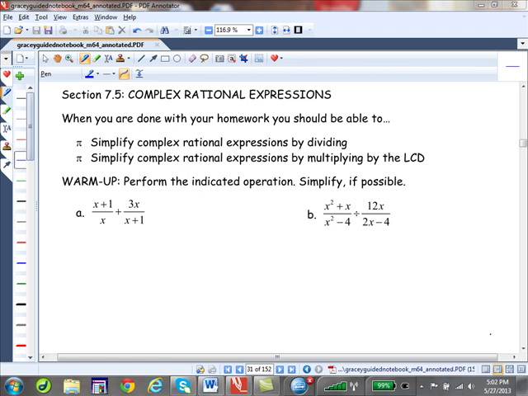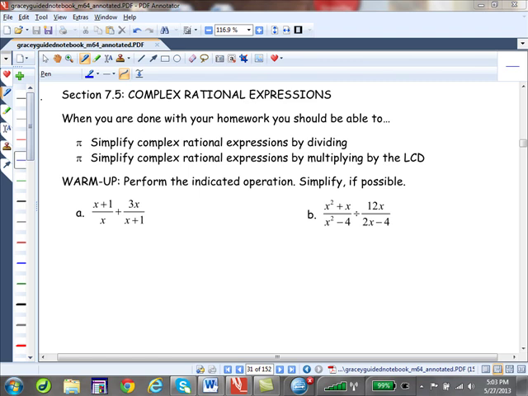All right, so here we go. Our warm-up is how we start. The first one is something from 7.4, and the second one is just a review of dividing two fractions, two rational expressions in this case. So go ahead and pause the movie and see how you do on these. Good luck. Okay, let's see how you did.